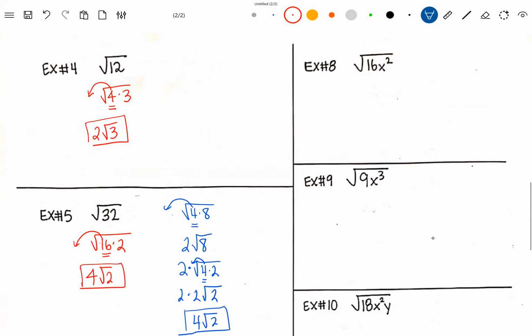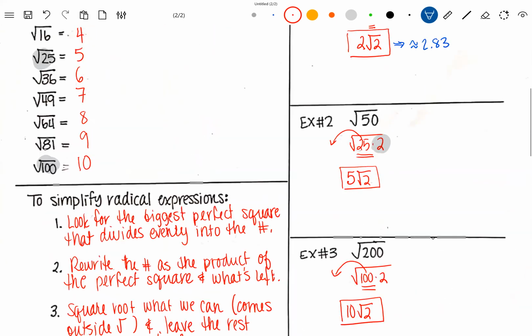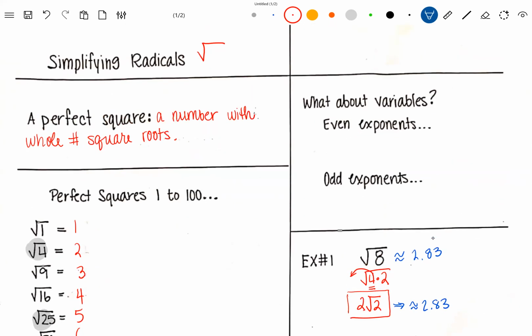Now if you look, number 8 has variables. So we're going to go up here real quick. We're going to talk about variables. Okay, variables, if they have an even exponent, they're already a perfect square.